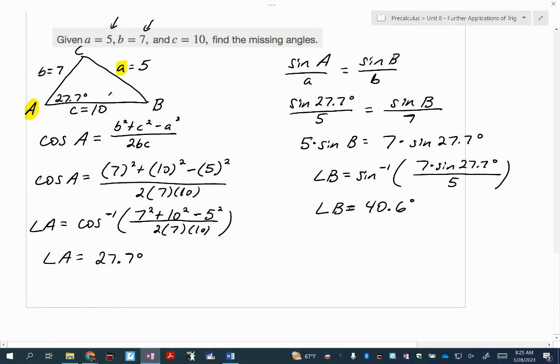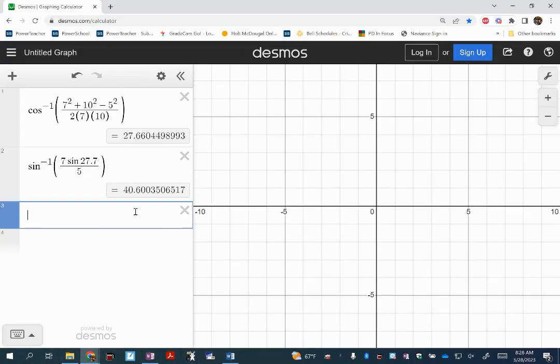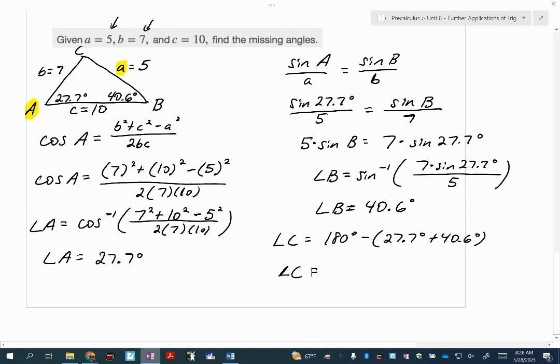And so my last one, if this is 40.6 degrees, is to find angle C. I do the sum of the other two subtracted from 180. And that will give me all three angles in this triangle. All right, so 180 minus the sum of the other two, 27.7 plus 40.6. There we go, that's more like it. 111.7 degrees.